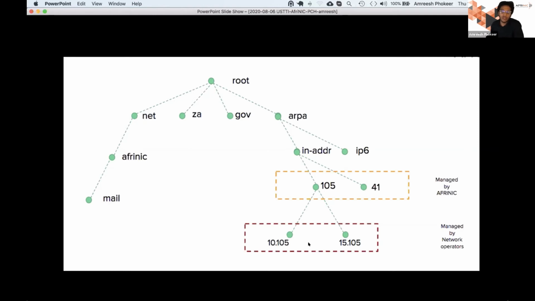So we manage the IP block that we allocate from, and whenever we allocate IP addresses to our members, which are the internet service providers, we delegate the responsibility of managing the zones. At the end of the day, because the DNS is a hierarchy, they need to send us the information of the name servers for the individual zones they are managing. And we are doing the same with the parent, which is ARPA, and then the root.